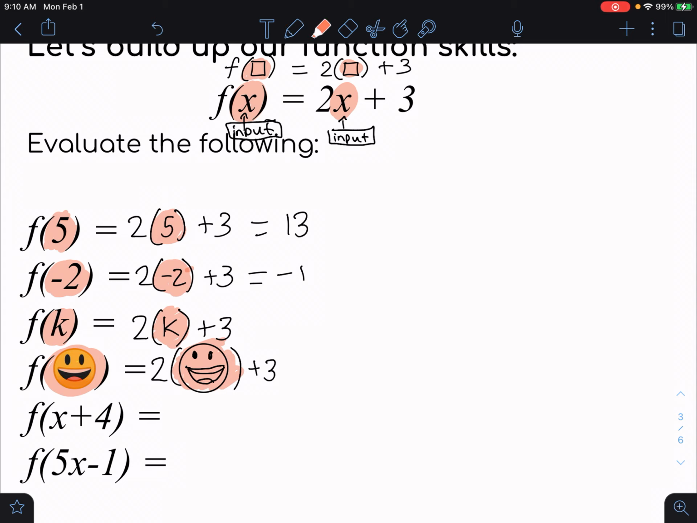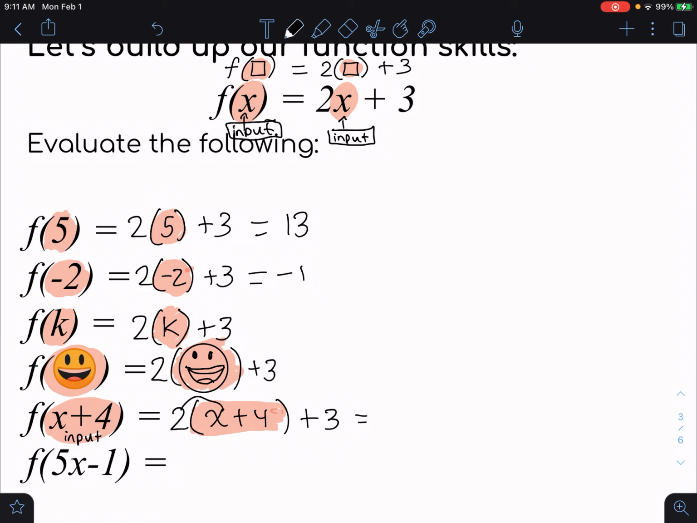So the last two here are the ones we really want to focus on today. If you plugged in x plus 4 into this function, that entire thing is the input. You're putting that whole thing in there. So, following the pattern, it's 2 times the input, which is x plus 4, plus 3. Okay? Don't overthink it. This is the entire blob. It's the happy face. It's the square. The x plus 4 is the input, even though it's an expression and not just a number.